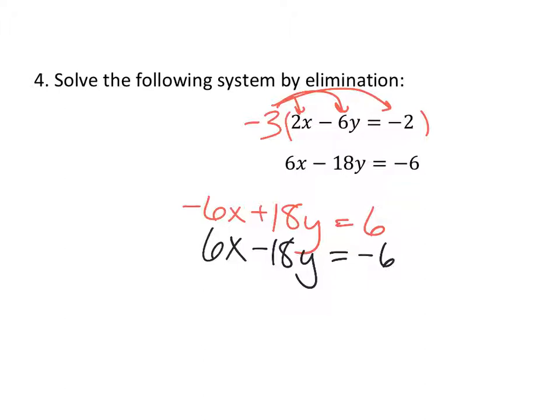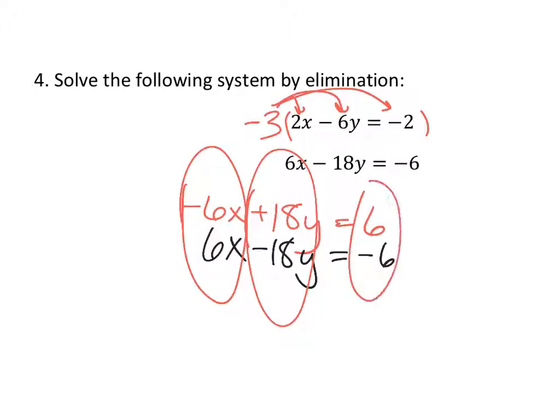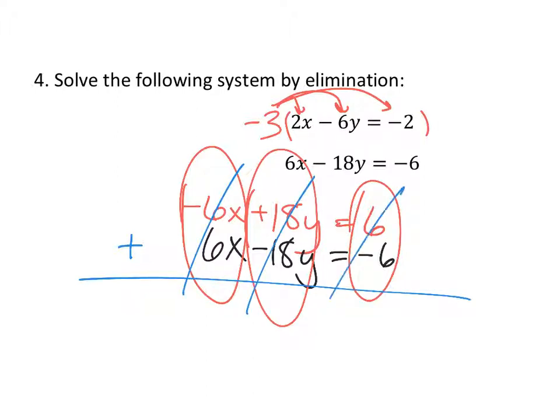When we have variables that are opposite, what is this called? Opposite like terms. But what is also an opposite like term here? The numbers. What happens now if I were to add all of these together? 0 equals 0. Cancel, cancel, cancel.